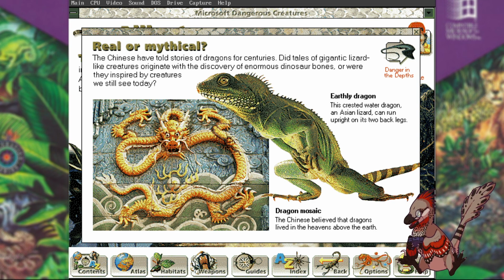The Chinese have told stories of dragons for centuries. Did tales of gigantic lizard-like creatures originate with the discovery of enormous dinosaur bones, or were they inspired by creatures we still see today? Yeah, I feel like it is quite possible that it's both. Perhaps they had the alligators, and then they found these bones, and they were like, okay, perhaps at some point there lived this giant creature here. Who knows?